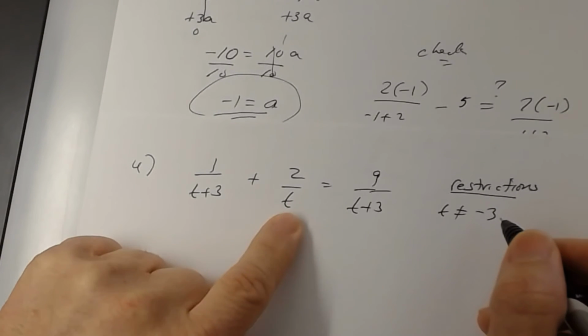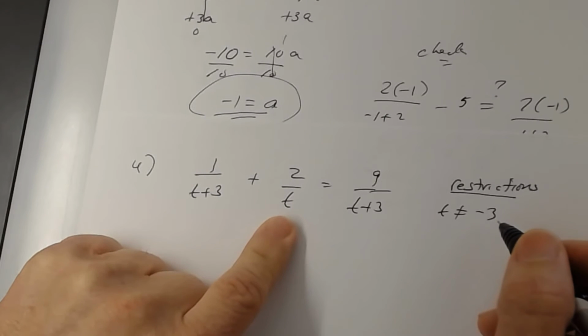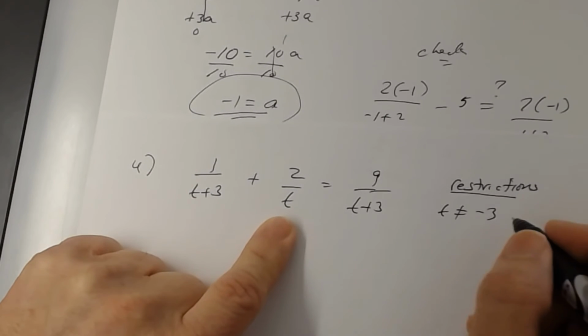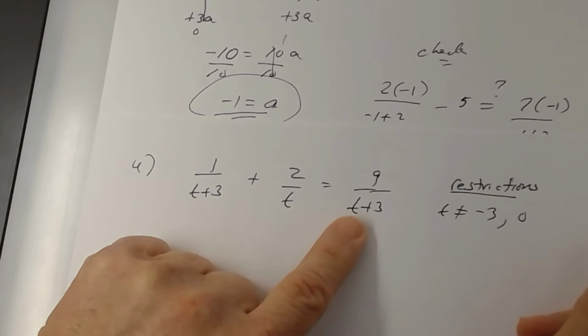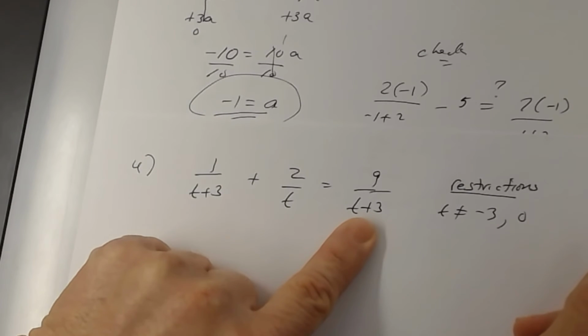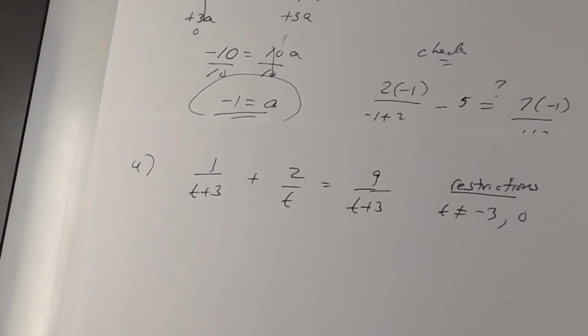Look at the next one. What makes this denominator 0? When t is what? 0. Very good. What makes this denominator 0? Negative what? 3. We already have it. So how many restrictions are there this time? 2. What are they? Negative 3 and 0. Right now you don't know why we are finding the restrictions, but you're about to find out.